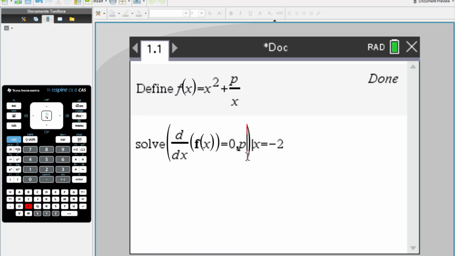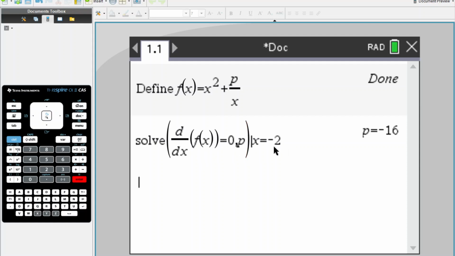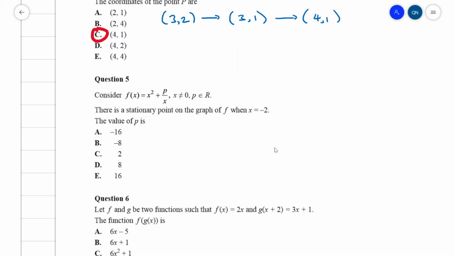We're trying to find the value of p such that this derivative is equal to 0 when x equals -2. So p equals -16. So it's going to be option A.